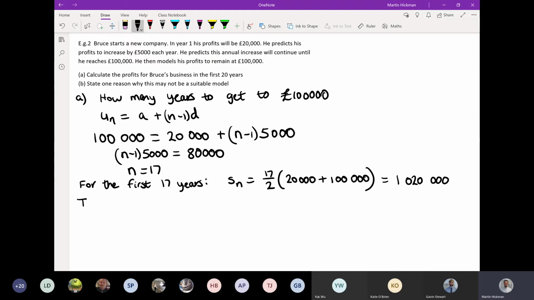So that's what we're making in the first 17 years. For the last 3 years, you just get £100,000 for each year.